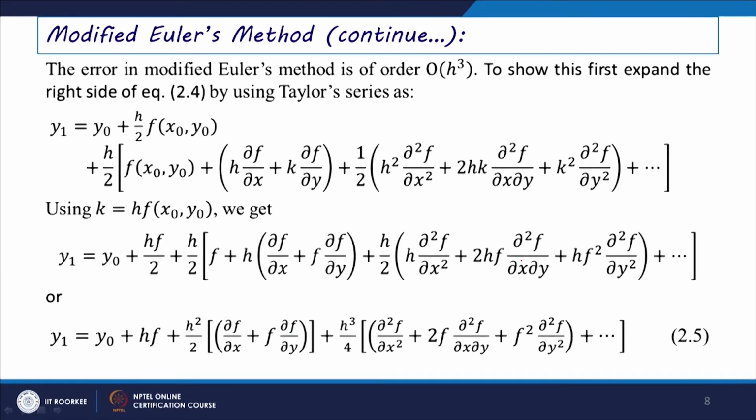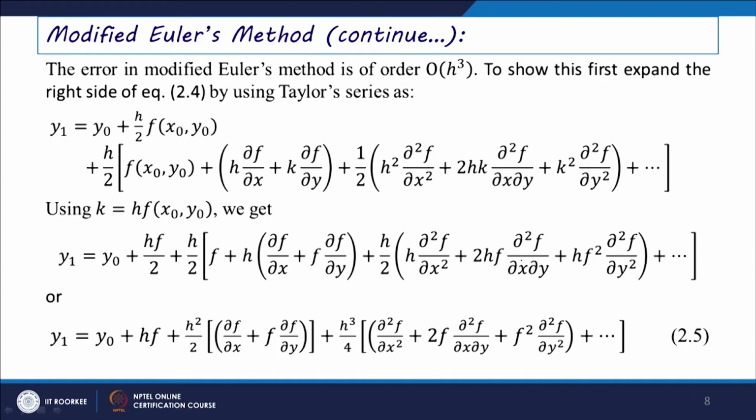For further improvement, let us look at the error in the modified Euler's method. To show this error, we expand the Taylor series as y1 equals y0 plus h by 2 f of x0 y0 plus h by 2 times f of x0 y0 plus h del f by del x plus k del f by del y plus half h square del square f by del x square plus 2hk del square f by del x del y plus k square del square f by del y square plus all other terms. Especially we are taking this in the form y1 equals y0 plus h by 2 f of x0 y0 plus h by 2 f of x1 y1.